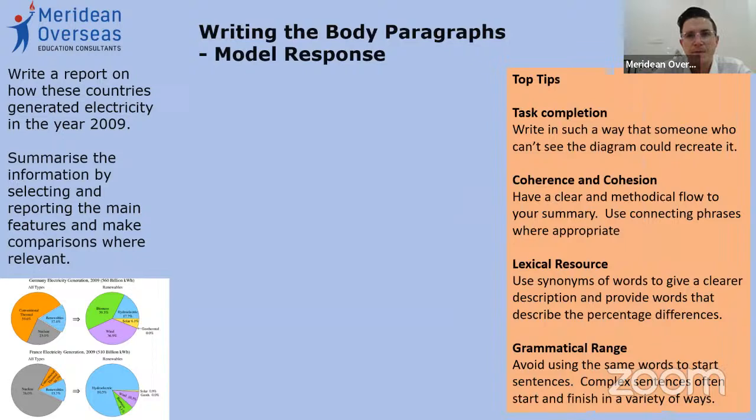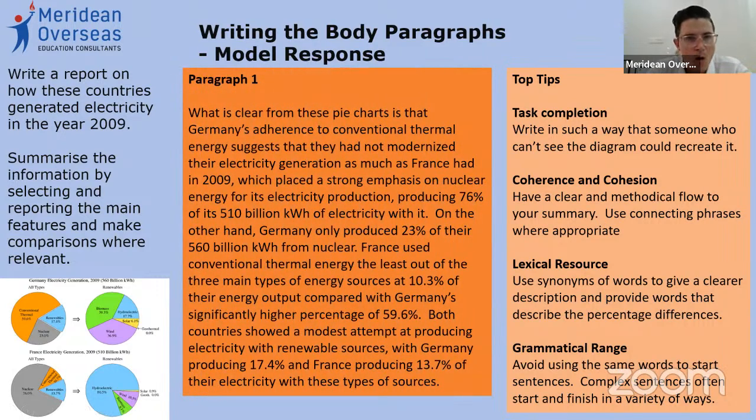Right, here is my model response for the first paragraph, and I've written some top tips to help you hit each of the criteria. Here we go. What is clear from these pie charts is that Germany's adherence to conventional thermal energy suggests that they have not modernized their electricity generation as much as France had in 2009, which placed a strong emphasis on nuclear energy for its electricity production, producing 76% of its 510 billion kilowatts per hour of energy with it.